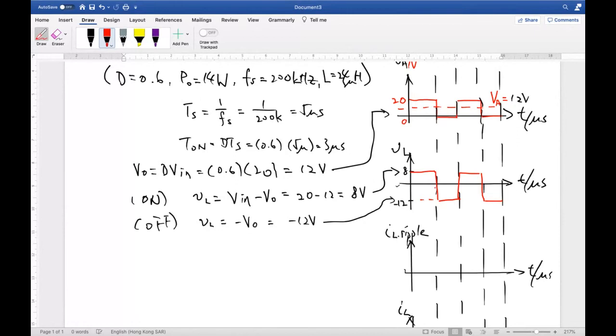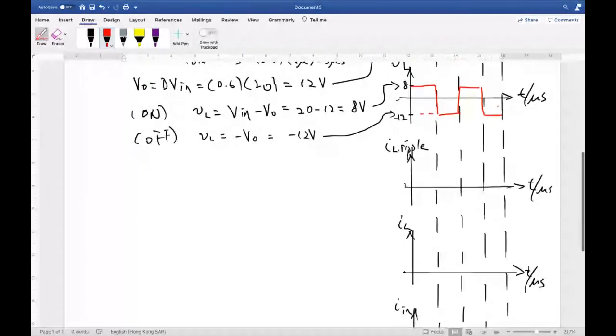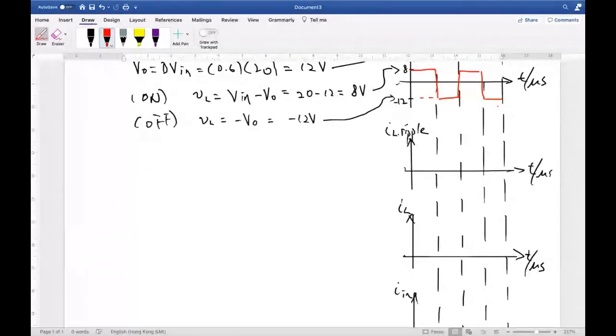And for this one, this is also the pulse train waveform, but the average value should be equal to 0, so we don't need to label the dashed line again. Okay, so this is done. And then IL ripple. So for the IL ripple, it should look like this, right? Up and down, up and down.